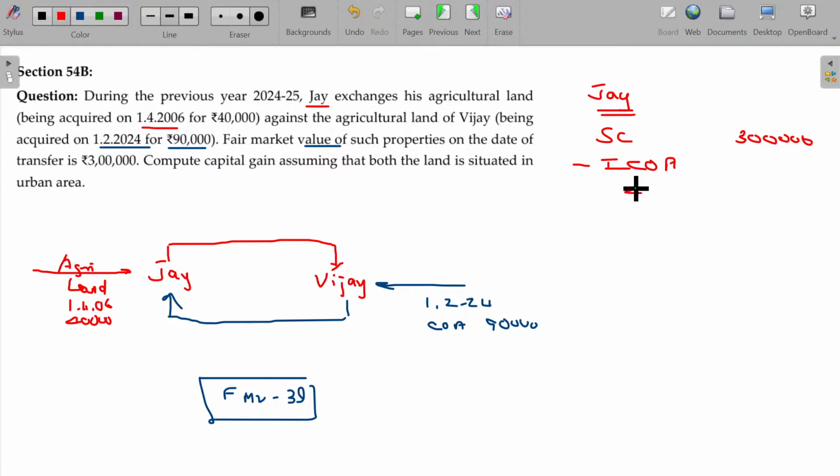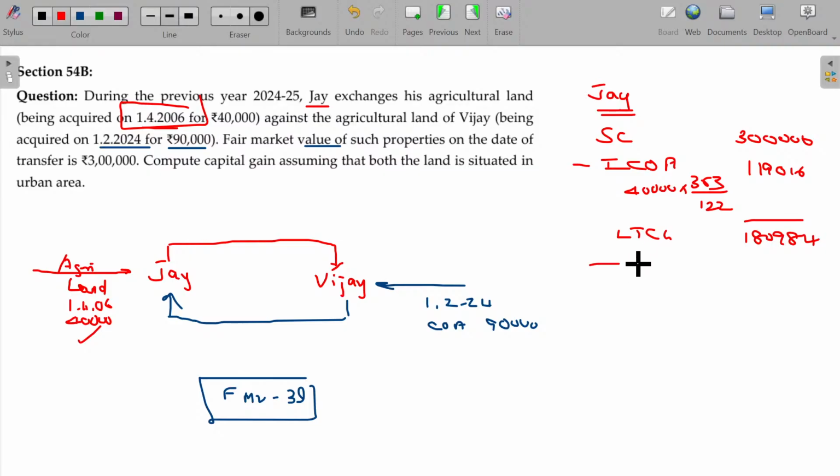So 40,000 rupees, in the current inflation index being 363, the inflation index applicable in the year of original acquisition 67, 122. Then the final value being 1,19,016. If you subtract this, then the long-term capital gain is 1,80,984.